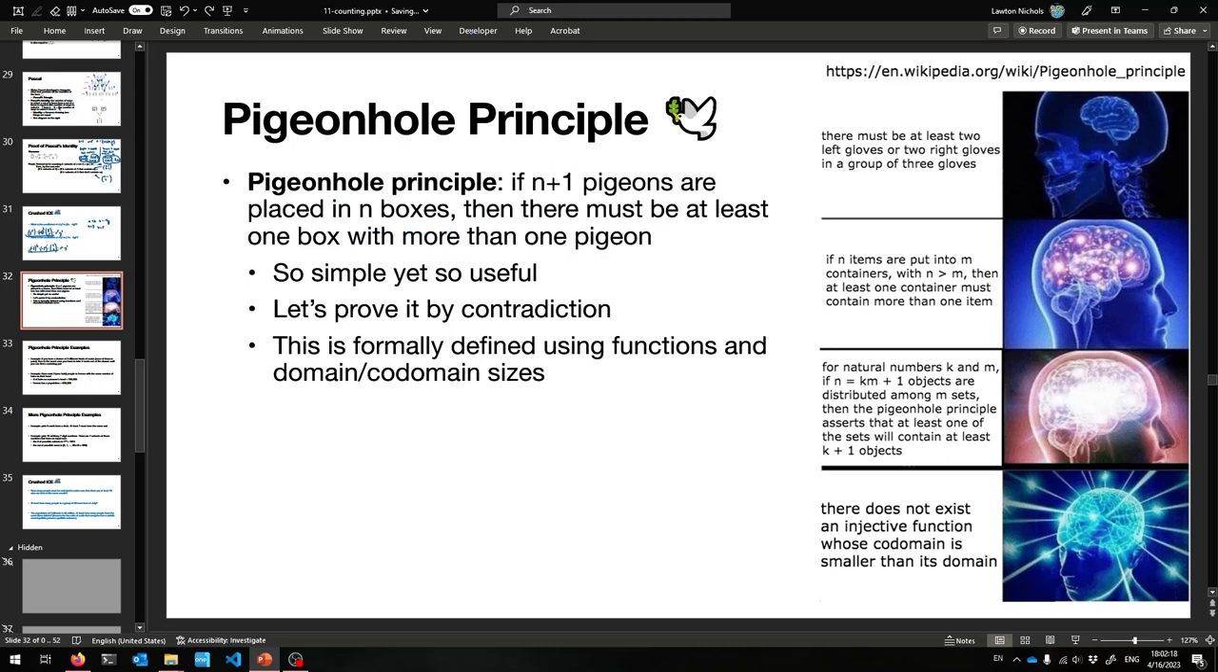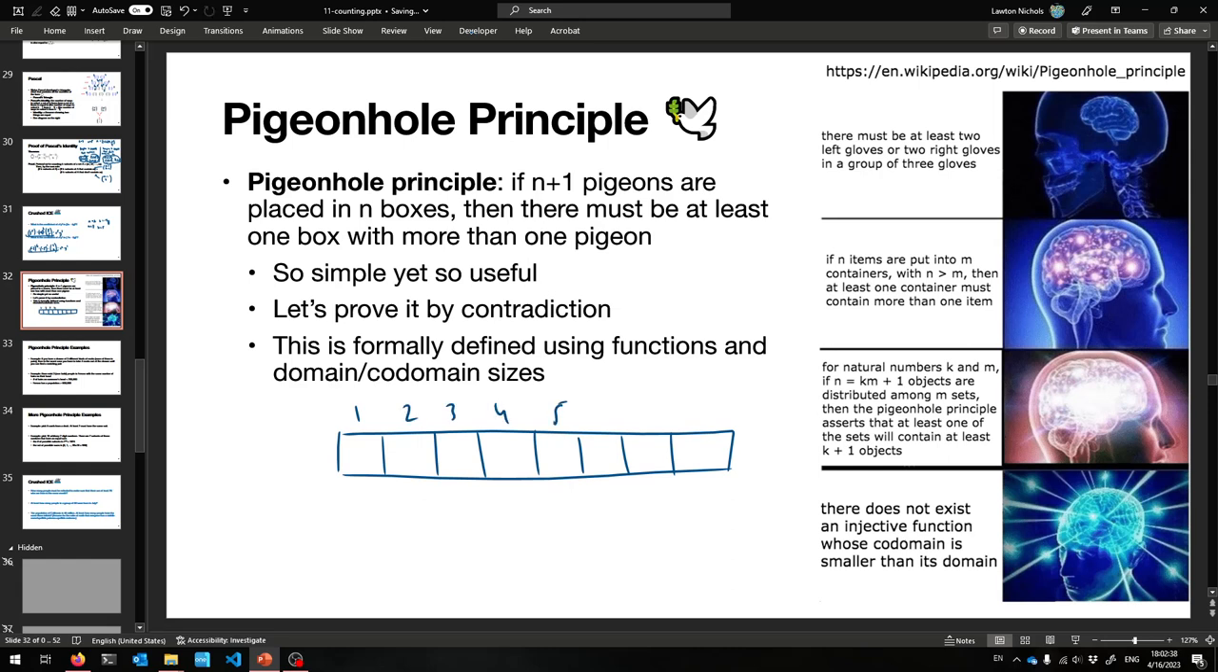It's like, all right, I don't know. Let's see here. For example, let's say we have 7 pigeons, or 7 pigeonholes. Can label them 3, 4, 5, 6.